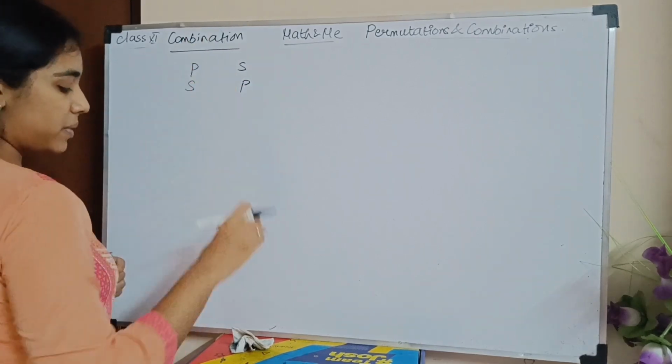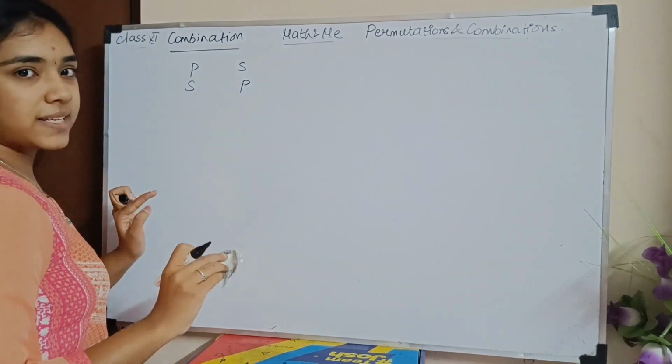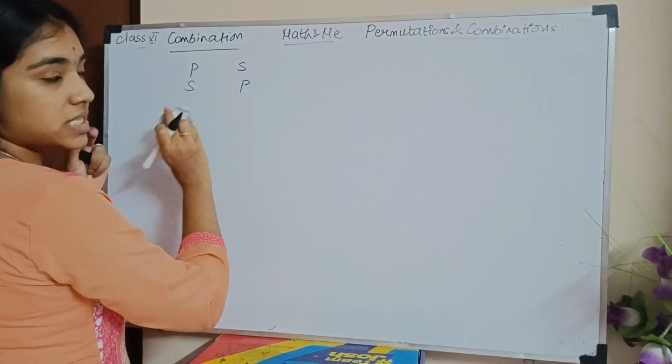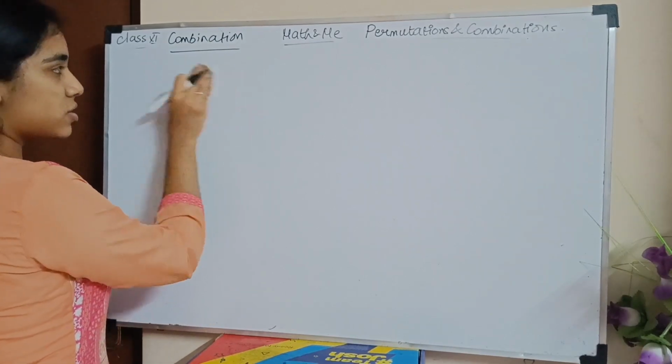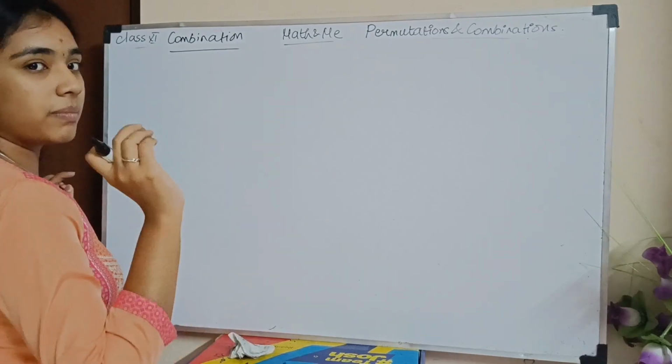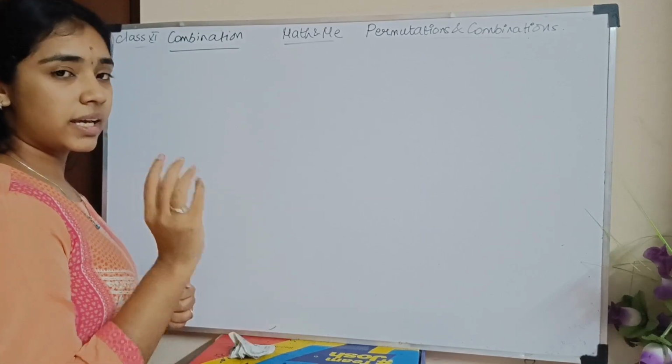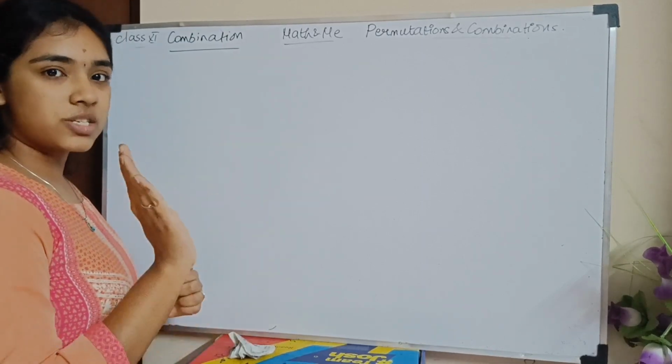But when it comes to combination, it is only choosing P and S. It doesn't matter in which position P is in and in which position S is in. So in combination the order does not matter. In permutation the order matters. Okay? If a question is given in the exam, check whether they ask for order or not, and solve it as permutation or combination.